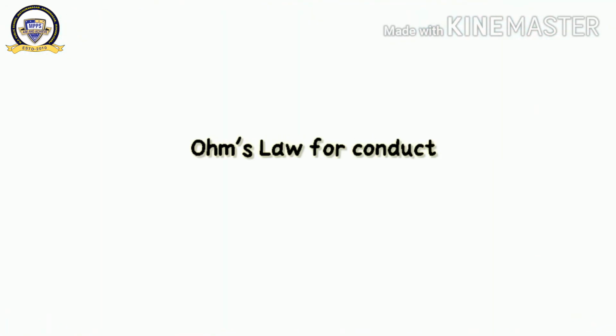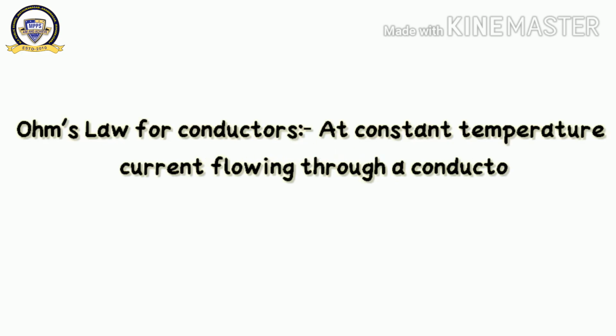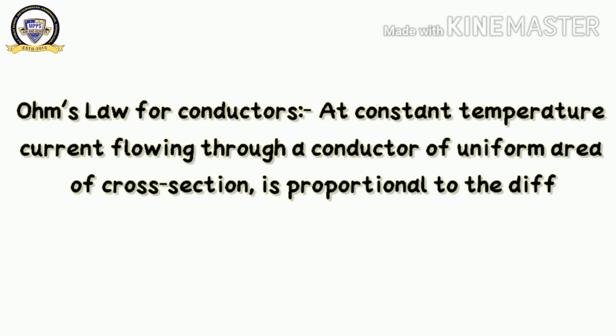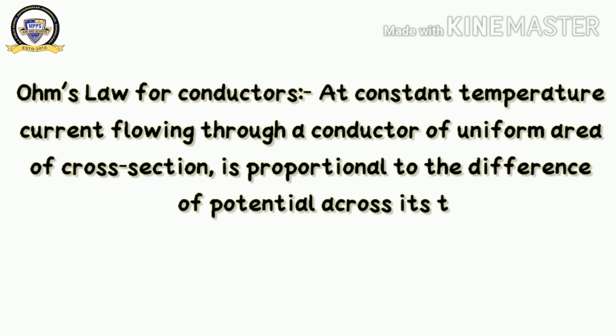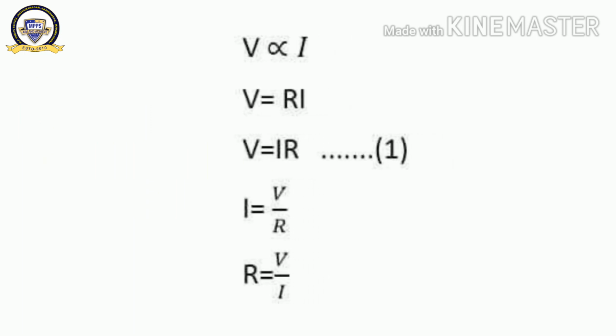You have already studied Ohm's law for conductors in your previous classes, but once again we are going to study it. At constant temperature, the current flowing through a conductor of uniform area of cross section is proportional to the potential difference across its terminals. That means if electric potential is increased, then electric current will also increase in the same way. This mathematical relation of Ohm's law shows that the potential is directly proportional to the current, and a new term is generated which is resistance.